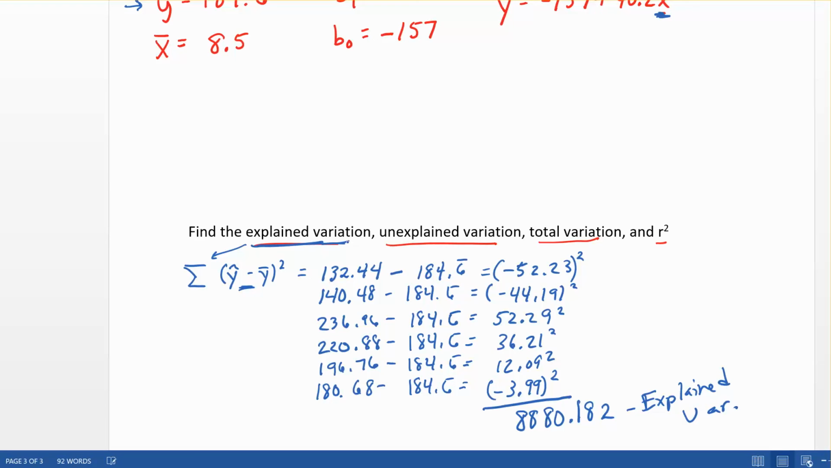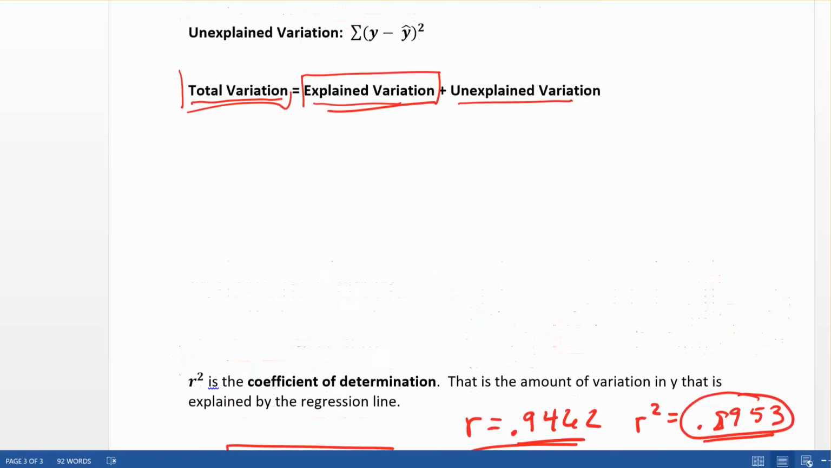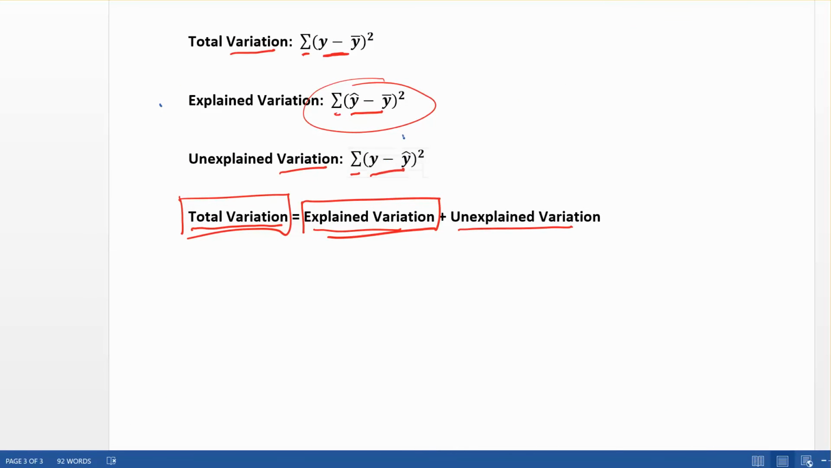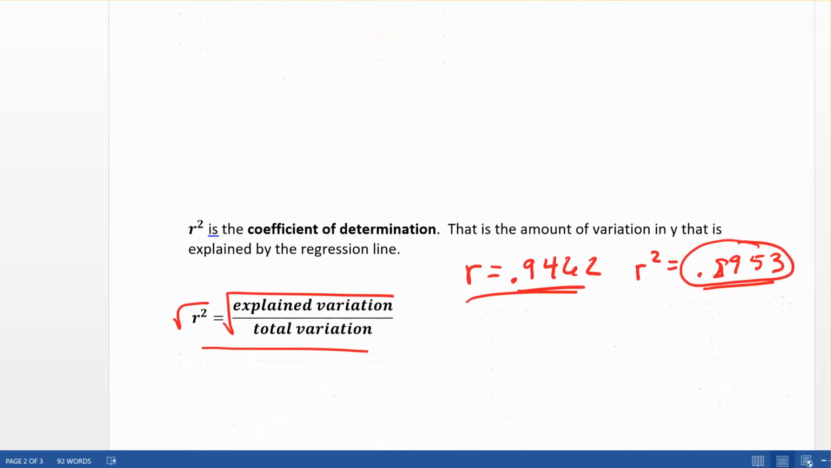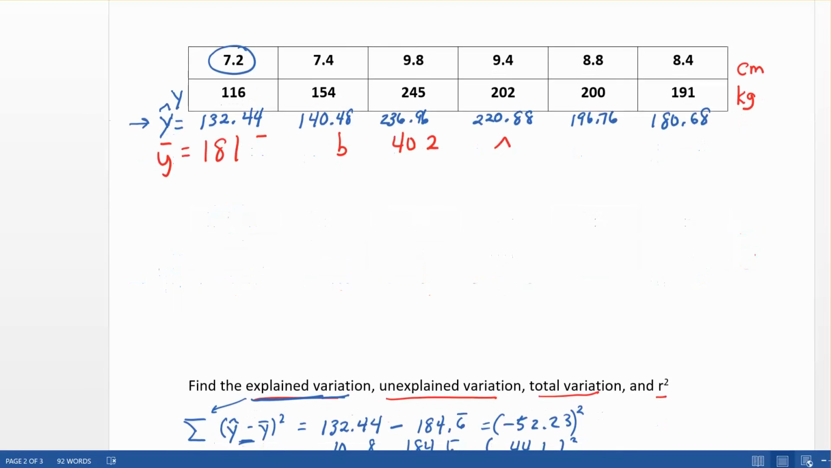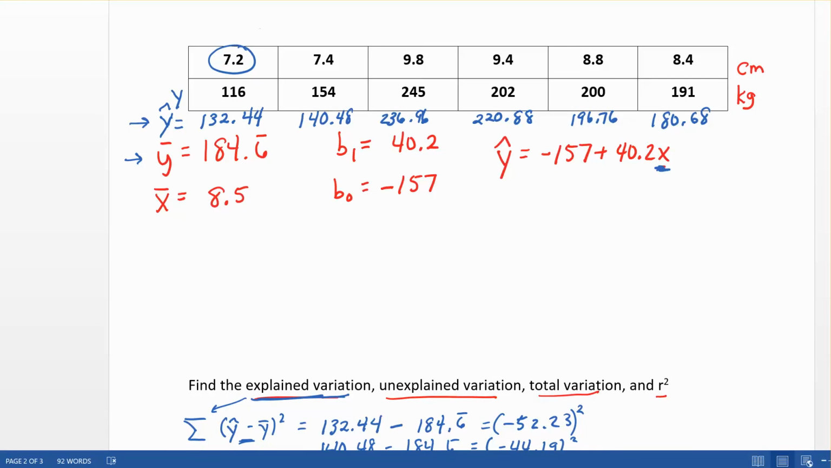All right, so we've answered the first thing. We found the explained variation. Now we want to find the unexplained variation. So we go back up. The unexplained variation is the sum of y minus y hat. We want those squared. So we're going to take all of our y values. Right, the y values are here. And we're going to subtract the y hat values. And we're going to square that difference and then add them all up.